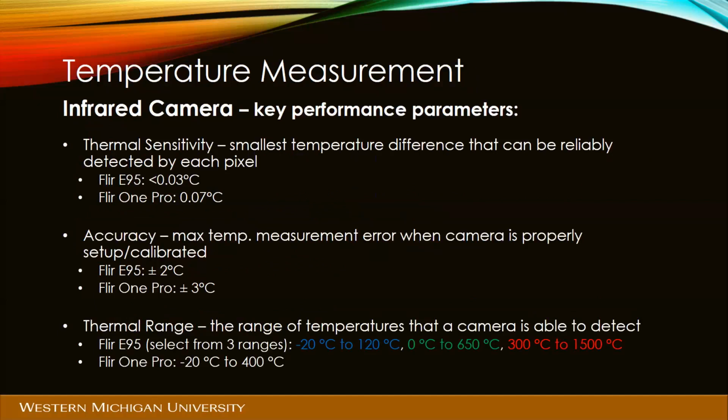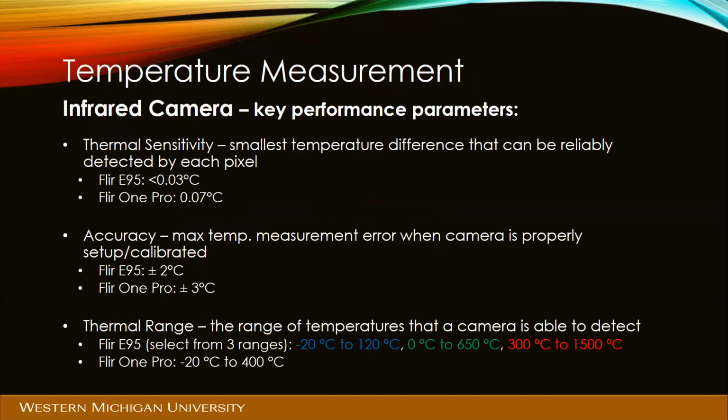And so there's some points that go along with this. Infrared cameras have performance parameters that you have to be aware of when you're selecting your camera, that will provide the limitations for using a certain camera. The first one is thermal sensitivity, and this is what kind of a temperature difference can you detect between each pixel. We have two types of cameras you're going to be using in lab.